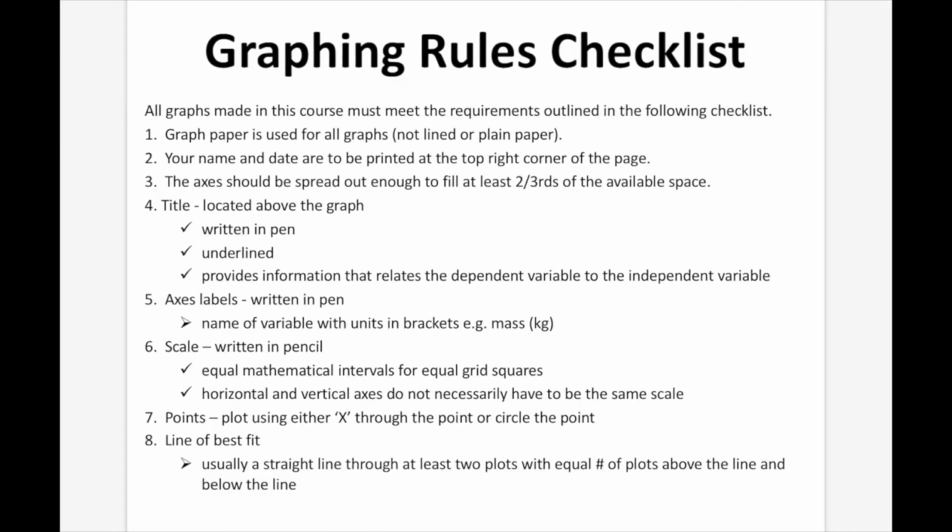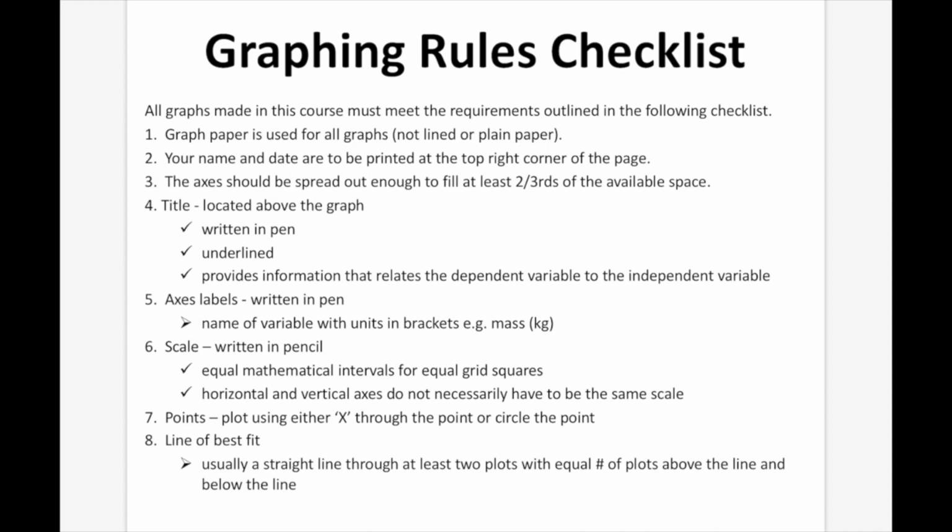So here's a good checklist for you to keep in mind when you're making your graphs. Graph paper is used for all graphs, not lined or plain paper. Your name and date should be printed at the top right-hand corner of the page. The axes should be spread out enough to fill at least 2/3 of the available space. The title should be located above the graph and should be written in pen, underlined, and provide information that relates the dependent variable to the independent variable.